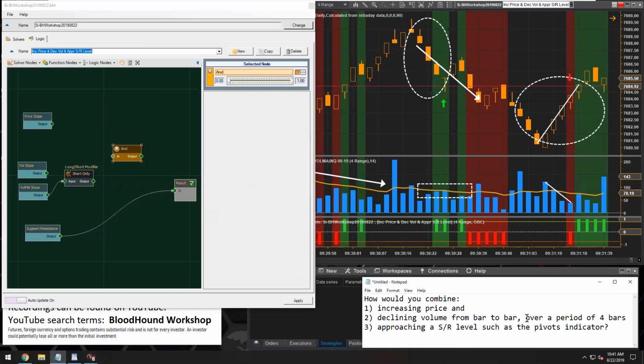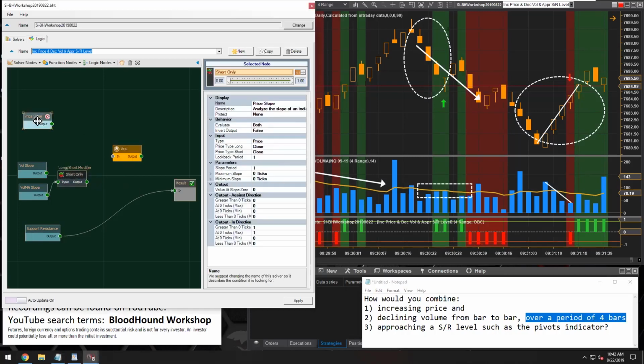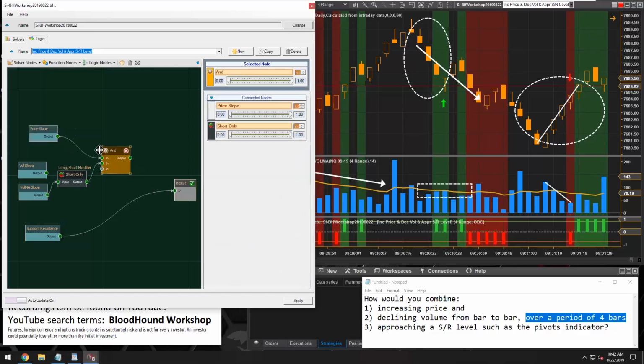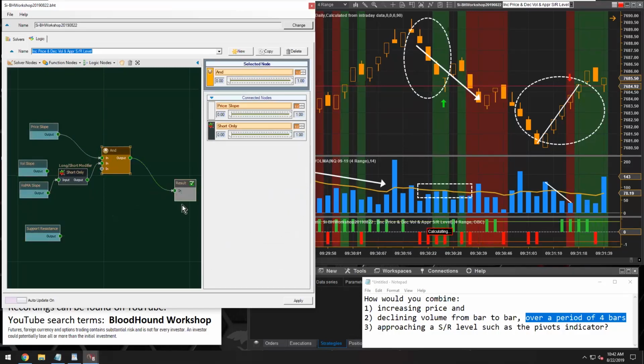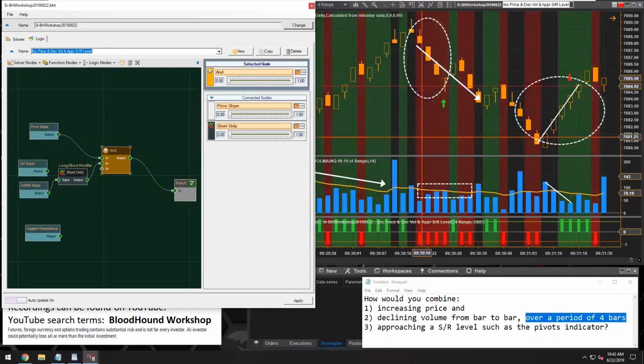So we had a slight modification here. Basically, rule 1 and rule 2, we need these to occur over a period of 3 or 4 bars here, right? So what I'm going to do is take condition 1 and 2, put it into an AND node, and let's take a look here.